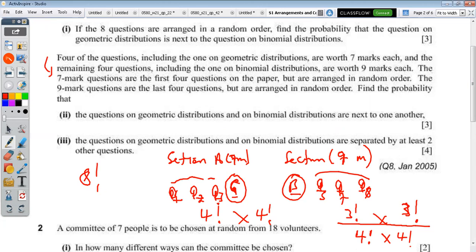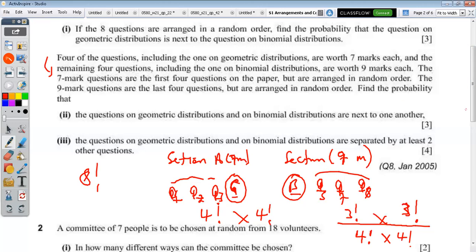So it's 3 factorial times 3 factorial over 4 factorial times 4 factorial. Here it's giving us 1/16 or 0.0625. No, give it as a fraction.